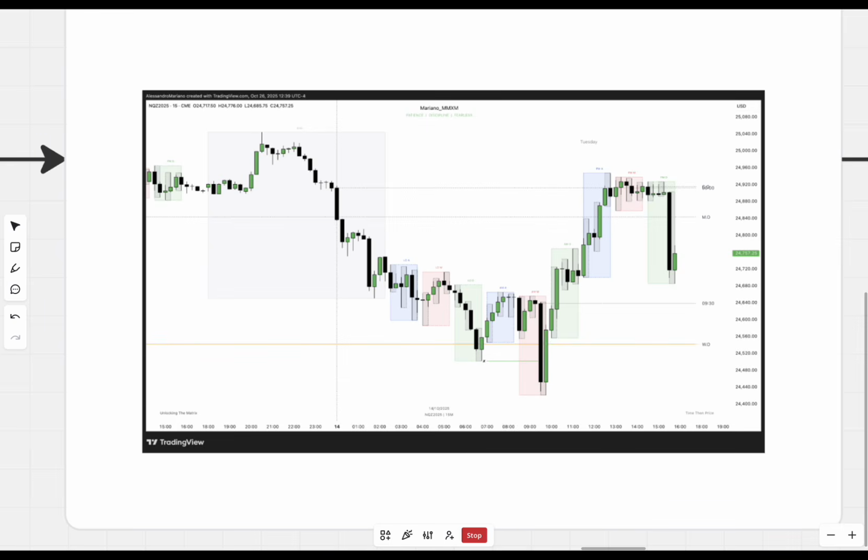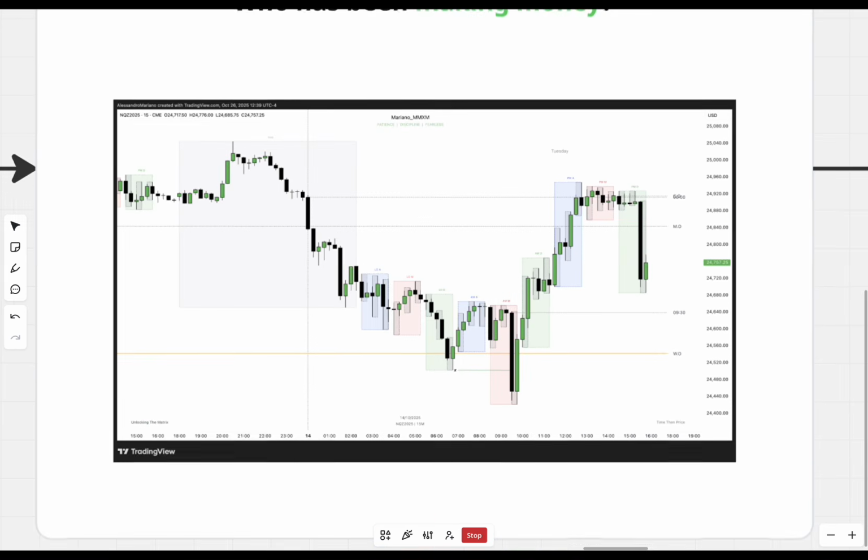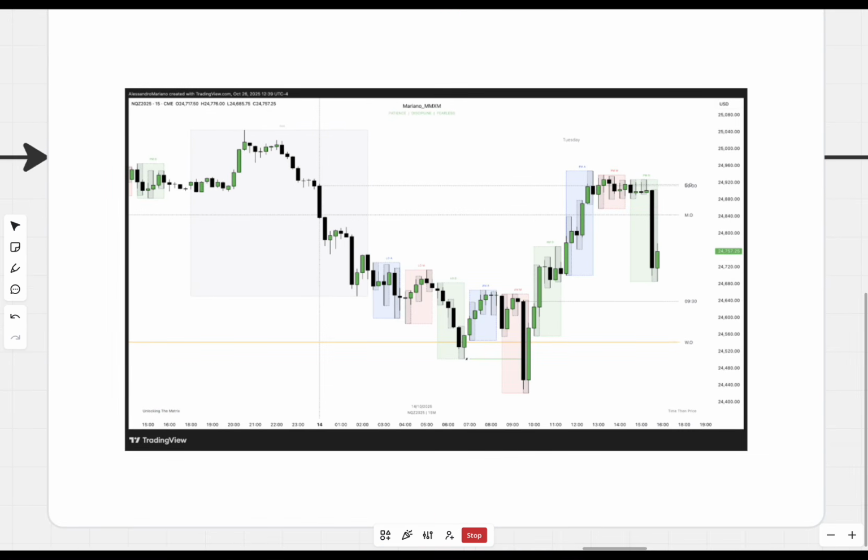Also, remember the question that you should always ask yourself: who has been making money? And the answer is that from the start of the day, only sellers have been making money. So now it's time for buyers to start making money. So at 9:30, price opens up, shoots lower, we raid the London low, and we revert back to the London high, going back inside the range and reaching the midnight open.